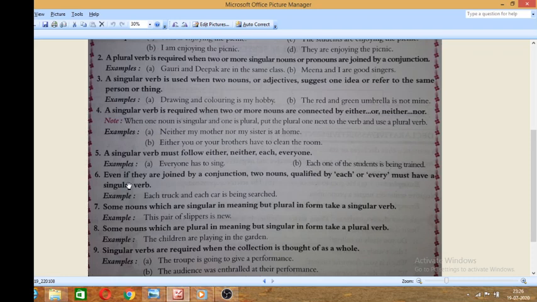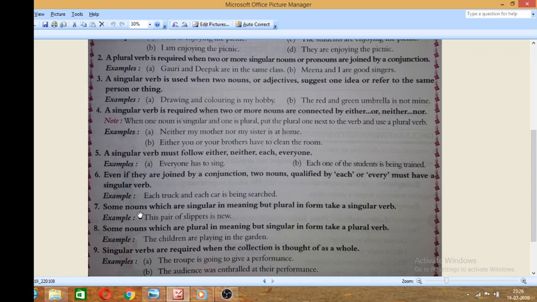Next rule, even if they are joined by conjunction, two nouns qualified by each or every must have a singular verb. You know that each truck and each car, you know the each has been, okay, here there is each, so that is why though each truck and each car is the subject, a singular verb has been used. So if they are joined by a conjunction, two nouns qualified by each or every, if the nouns are qualified by each or every, then the singular verb will be used.